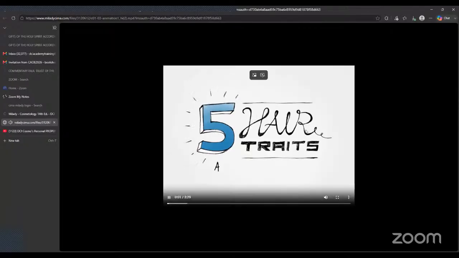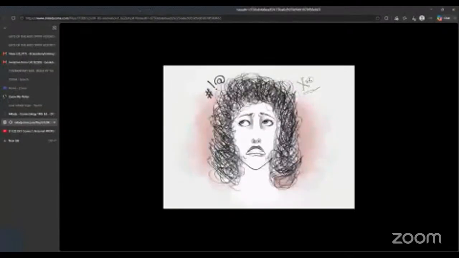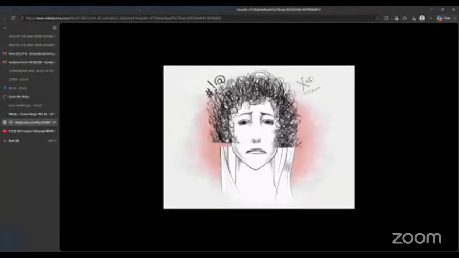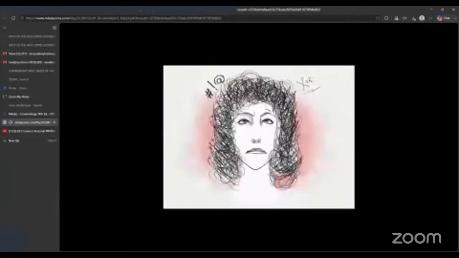Five hair traits and why they matter. So what's a bad hair day anyway? Can hair really be bad? After all, it's just hair. Maybe hair's just misunderstood. It just needs someone to pay attention to it, to get where it's coming from.